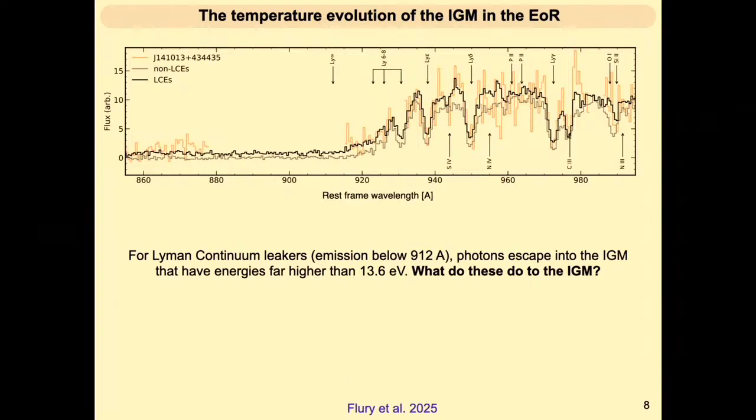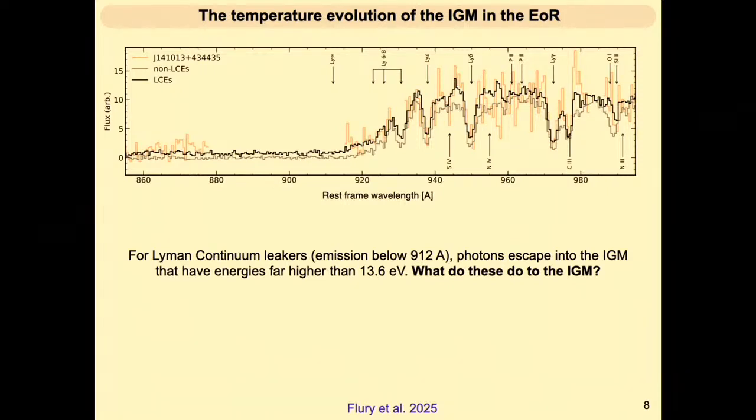But what else are these extremely highly energetic photons going to do in addition to ionizing hydrogen? Very good. So they heat up the gas. Because 13.6 electron volts goes into ionizing hydrogen, the rest is dumped as heat in the gas in the intergalactic medium.